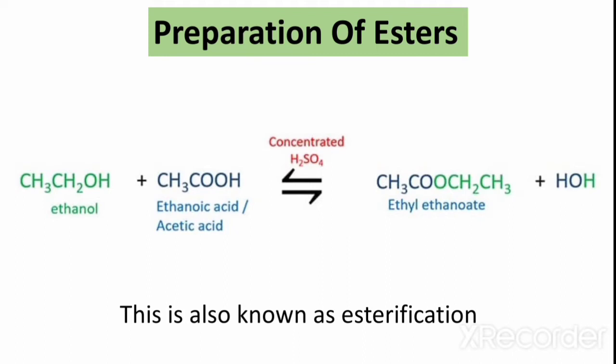The preparation of ester is also known as esterification, in which ethanol, that is alcohol, reacts with acetic acid or ethanoic acid in the presence of concentrated sulfuric acid, and it gives a reversible reaction. The product is ethyl ethanoate, and the byproduct is water. So this is known as esterification because the ester forms, and it is a reversible reaction.